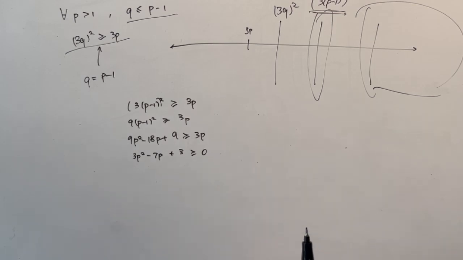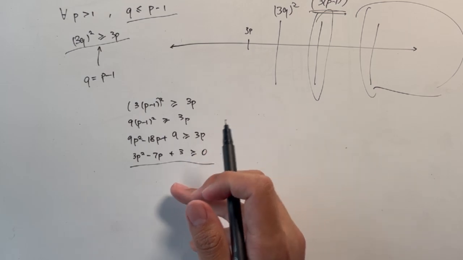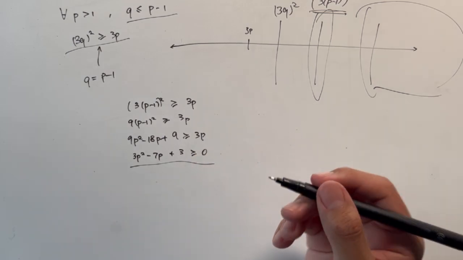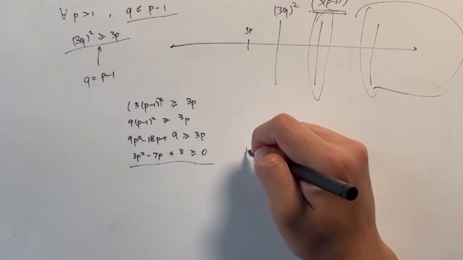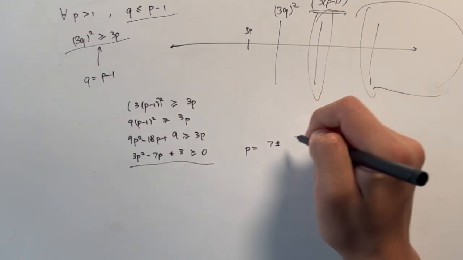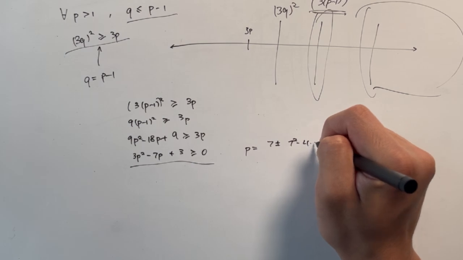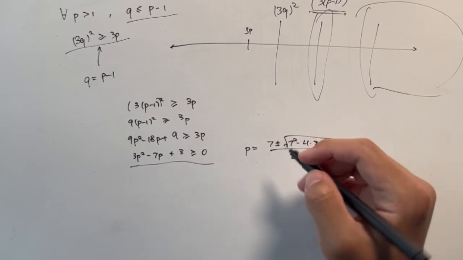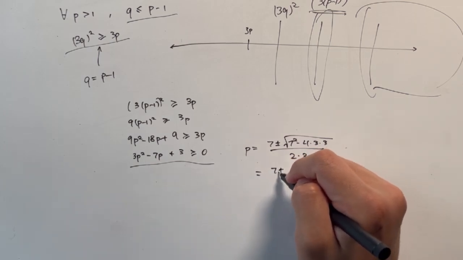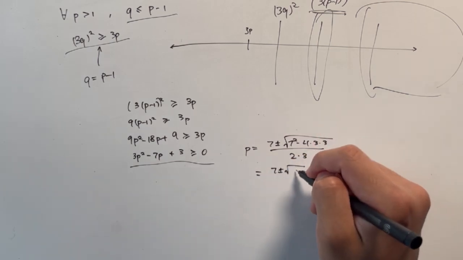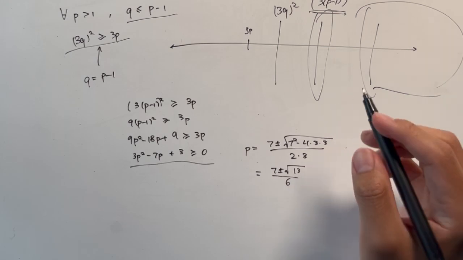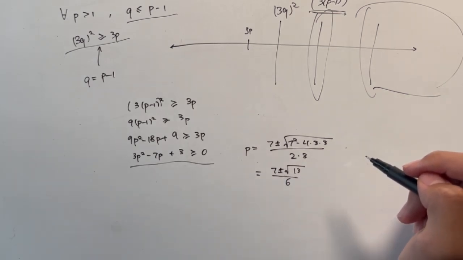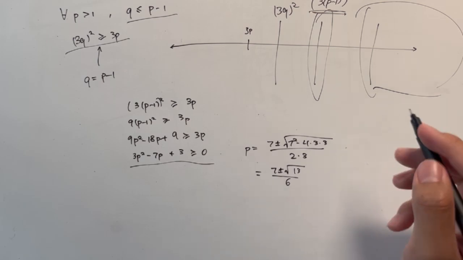And how we solve this is first by finding the roots of the quadratic expression with the quadratic formula, which is p equals 7 plus or minus the square root of 7 squared minus 4 times 3 times 3, over 2 times 3, which is equal to 7 plus or minus the square root of 13, over 6. So the two roots are 7 minus square root 13 over 6 and 7 plus square root 13 over 6.